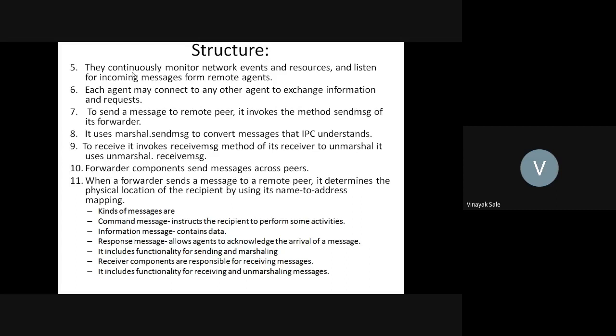With the help of the following points. Kinds of messages are: command message, which instructs the recipient to perform some activities; information message, which contains data; and response message, which allows the agents to acknowledge the arrival of a message. The forwarder includes the functionality of sending and marshalling. Receiver components are responsible for receiving messages. They include the functionality for receiving and unmarshalling messages.